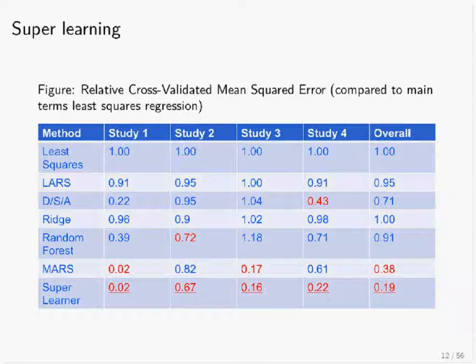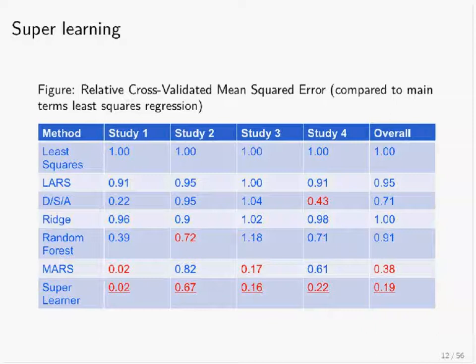To give you a demonstration, here's a simple simulation study involving four different data distributions. The goal is prediction of an outcome based on covariates. And you have here a few algorithms: least squares, LARS, DSA, which is a nominal regression algorithm developed by Romain Neugebauer and Sandra Sinisi, ridge regression, random forest, and MARS. And these are the candidate algorithms.